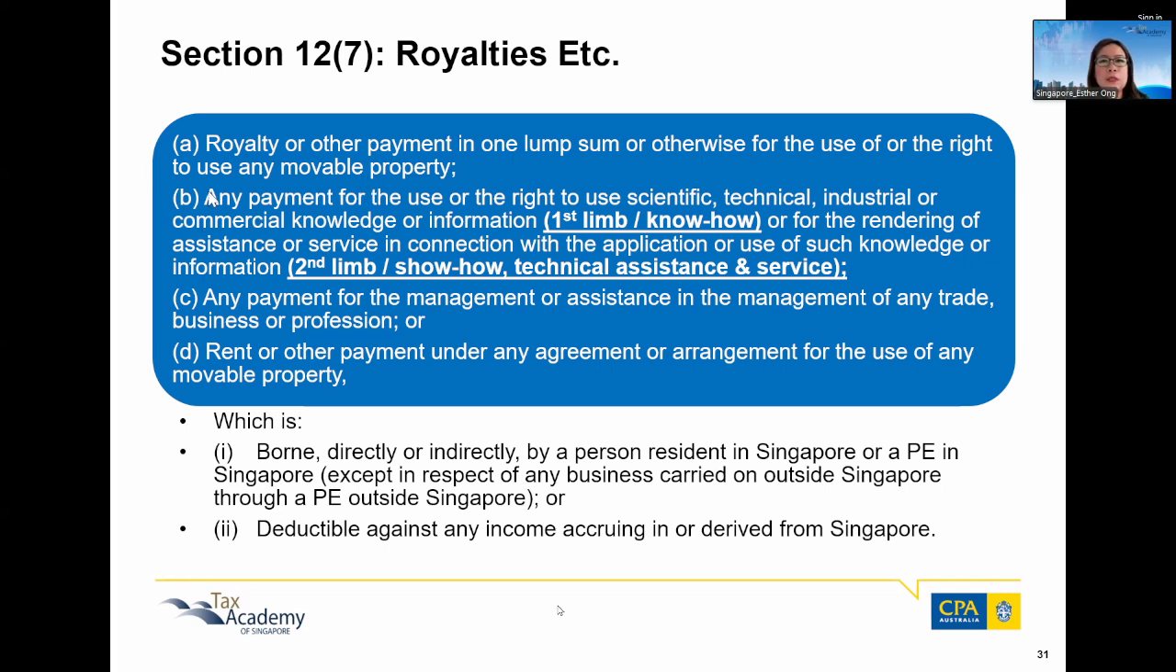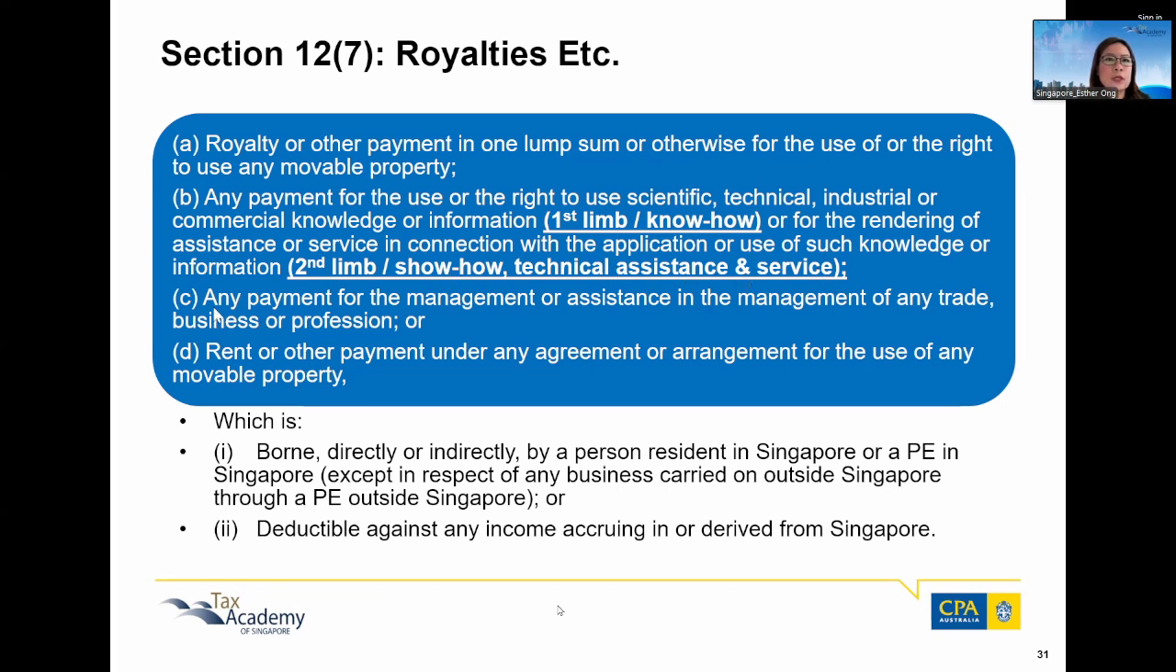Then B, there's actually two parts to it. The first part is any payment for the use or the right to use scientific, technical, industrial, or commercial knowledge or information. This one, we generally call the know-how type of payment. And there's a second part to B, which is for the rendering of assistance or service in connection with such know-how. So the second part here, we commonly call show-how, technical assistance and service.